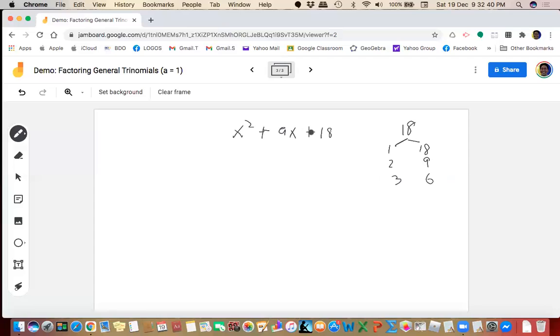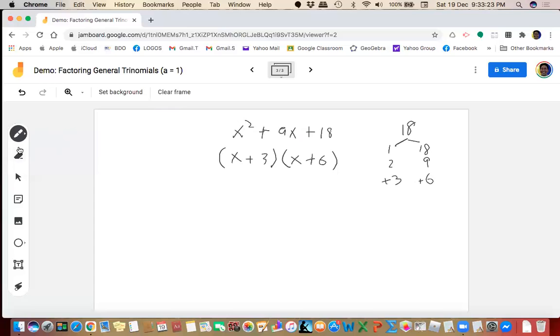Now, whenever you do addition, the signs of the two numbers here will be alike. It's either they're both positive or they're both negative. And that will come from the middle term. Since the middle term here is positive, then both of these will be positive. Now, let's write down the factors here. So first, we split the x. And then we write down these two numbers here. X plus 3, x plus 6. So this is the factorization of the problem that we have here.